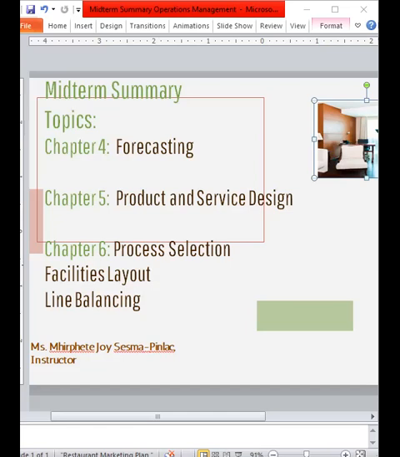These are the physical resources needed to perform the service, and this is called the service package.